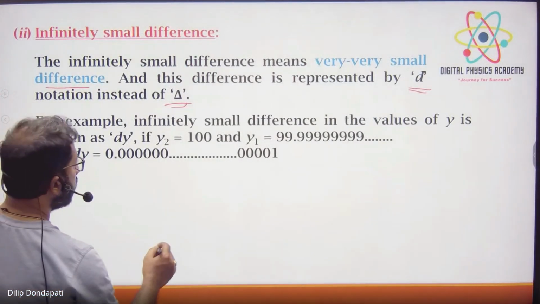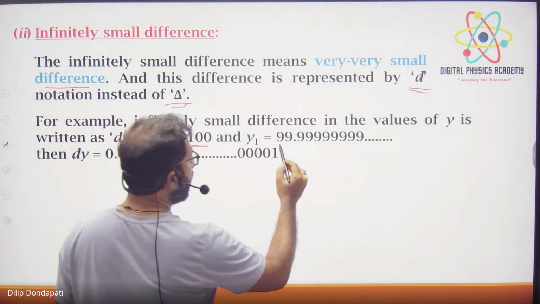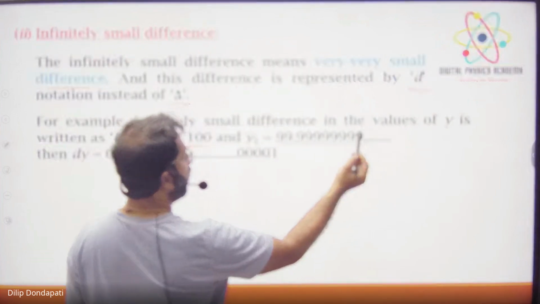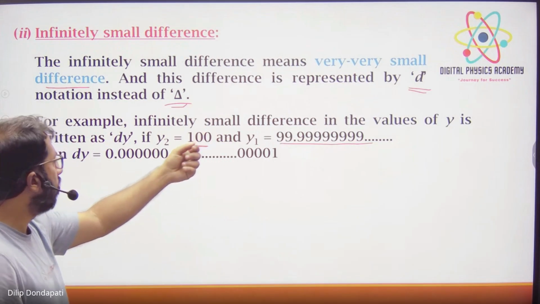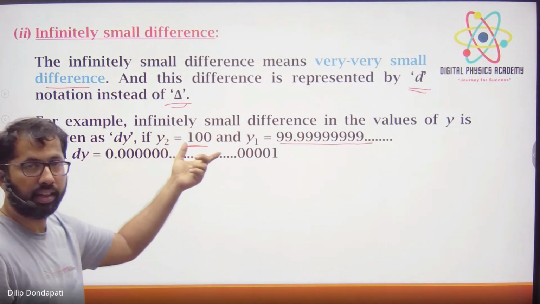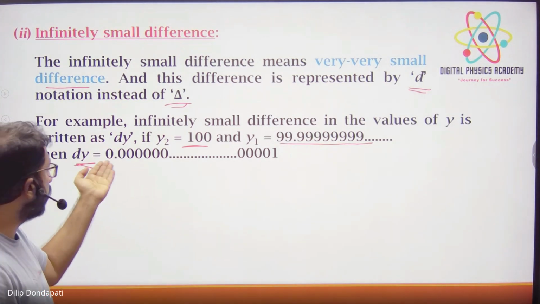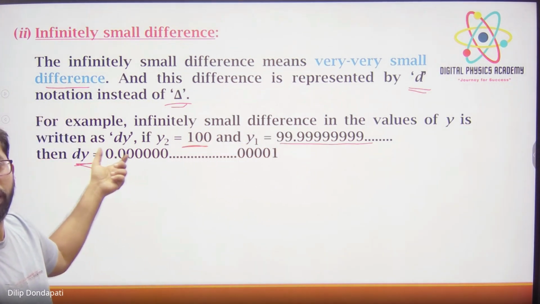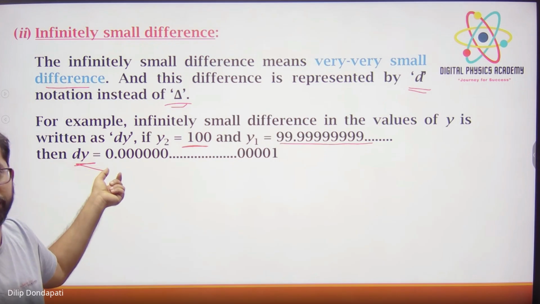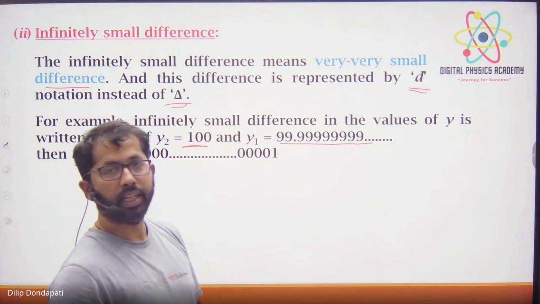So how do we represent it? Look, what does small mean? Suppose y2 is 100 and y1 is 99.9999. If you subtract, the difference we should not write as delta. Here we should write dy, because if you subtract, 0.001 will remain. This very small difference we call dy. dy is nothing but differentiation. So first you have to understand what delta means and what dy is.